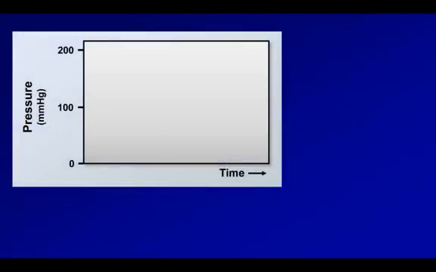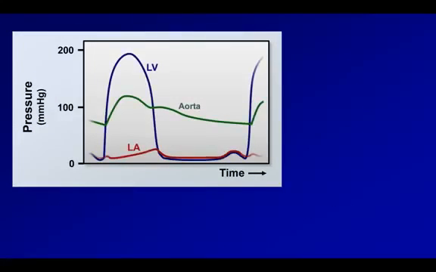Here we have a graph of intracardiac pressures as a function of time for a single cardiac cycle. The blue line represents left ventricular pressure, the green line is aortic pressure, and the red line is left atrial pressure. As you can see, during systole, when the left ventricle contracts and its pressure increases very rapidly, there is a gradient of pressure between the LV and the aorta. That pressure gradient should not be there. Therefore, this is an example of intracardiac pressure tracings in a patient with aortic stenosis.